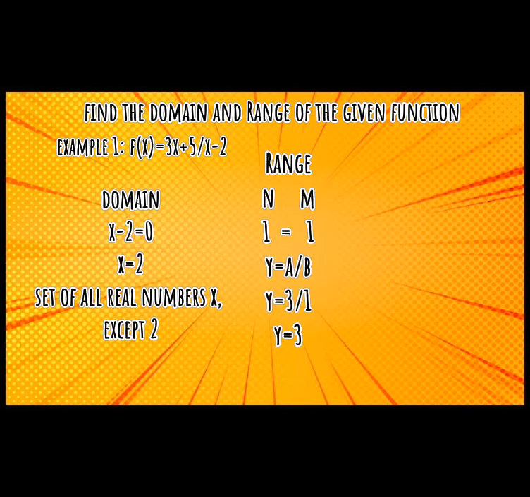So to get the range, just get the horizontal asymptote. The horizontal asymptote of the function is based on n equals m, where n and m are the degrees of the polynomials. So n equals m, and y equals a over b, where a and b are the leading coefficients of the polynomials. So just substitute the values: y equals 3 over 1. So the horizontal asymptote of the function is y equals 3. So the range of the function is the set of all real numbers y except 3.